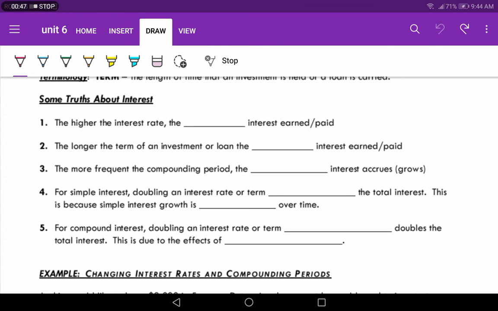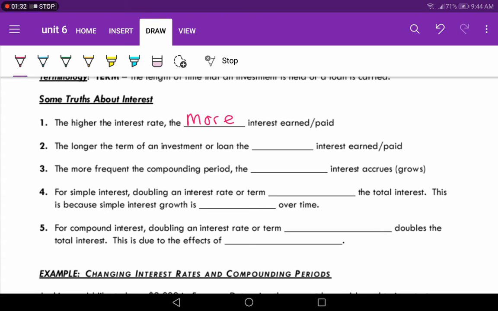Some truths about interest. The higher your interest rate, the more interest earned or paid. If you have, let's say, 6.5%, that is going to make you more money than 3%. But on the other hand, if you have a loan at 6.5%, you're going to end up paying back more money than you would with a loan at 3%. So it works both ways depending on what we're looking at.